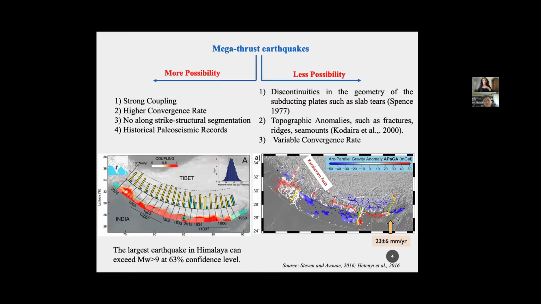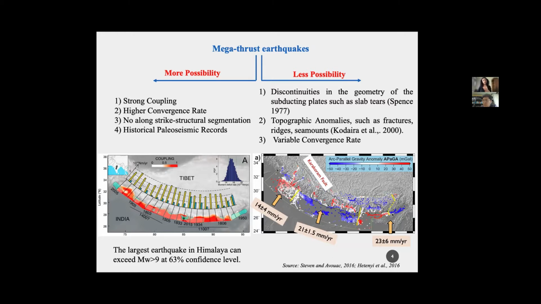In Eastern Himalaya, it is around 23 millimeter per year. In Central Himalaya, it is around 21 millimeter per year. And in Northwest Himalaya, it is 14 millimeter per year. That means the convergence rate is decreasing from east to west.